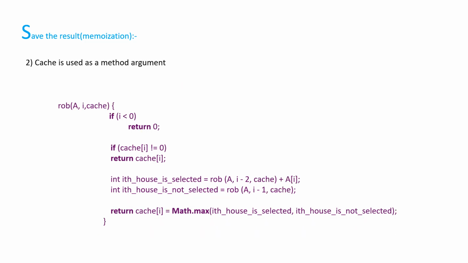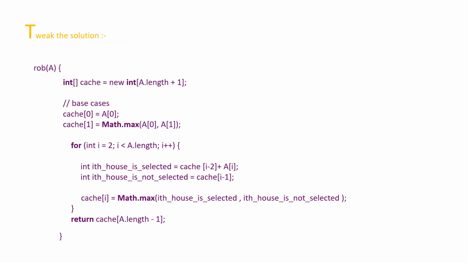The second option is when we pass the cache as a method argument. This is also the same solution, just that we are passing the cache as a method argument instead of declaring it at a global level. The time complexity of this solution is O(n), and the space complexity is also O(n), because here we are using an array. You can see, guys, we have reduced the exponential time to polynomial time. So this is the power of dynamic programming. Let's move on to the next step, which is T.